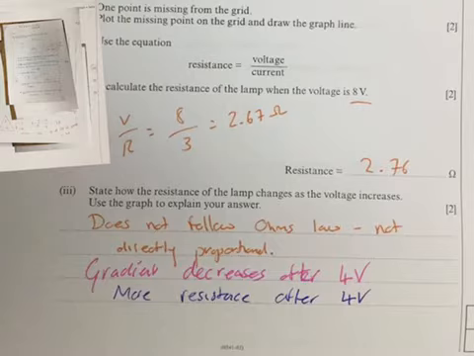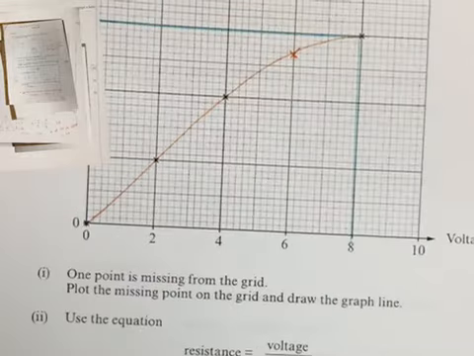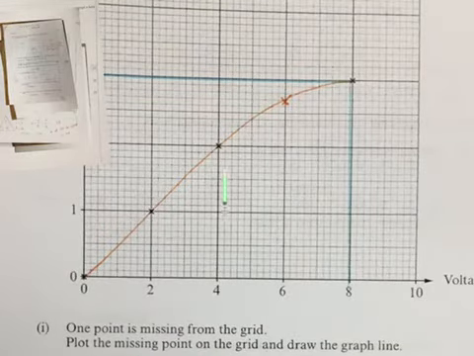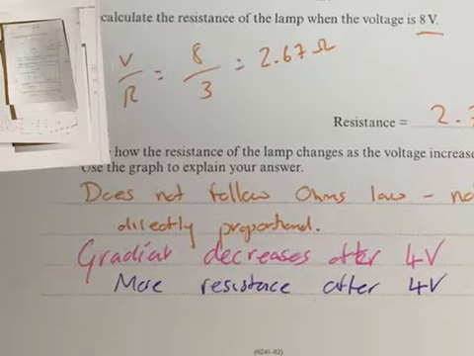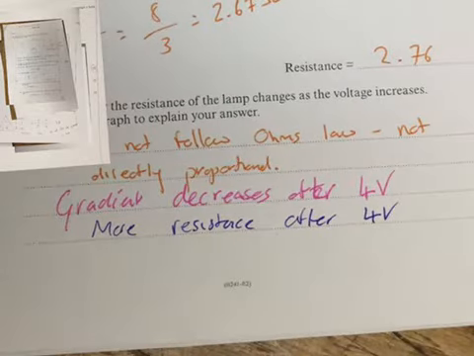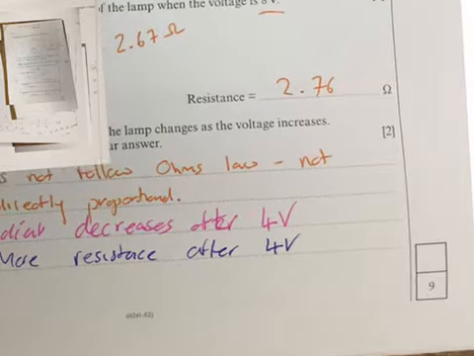State how the resistance of the lamp changes as the voltage increases. I've said it does not follow Ohm's law. It's not directly proportional. The gradient decreases after around 4 volts, which it does. So there's my 4 volts. A nice straight line until you get to there, but then it starts to heat up. The resistance gets more, therefore the current starts decreasing. More resistance after 4V. How many marks was it worth? 2 marks, so I've put 3 good points there.